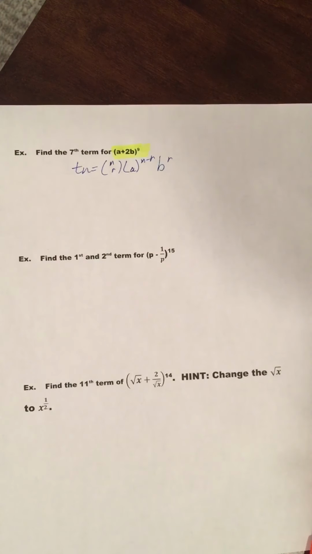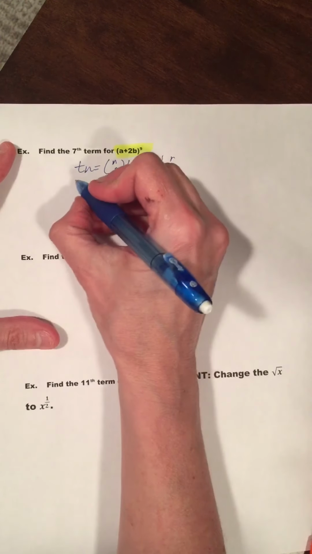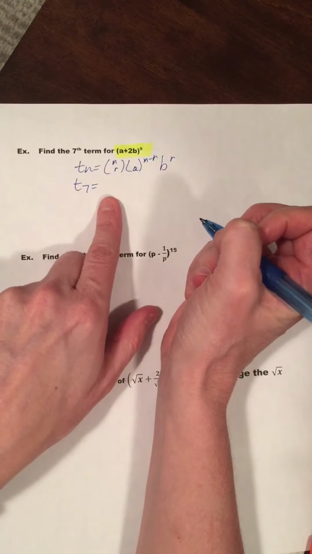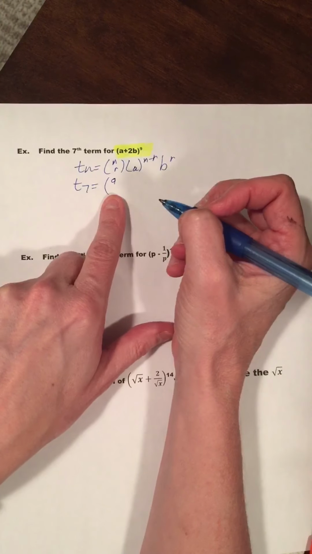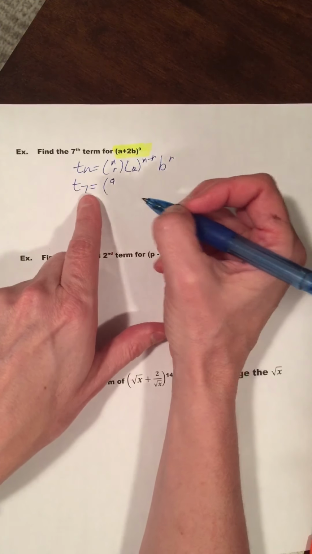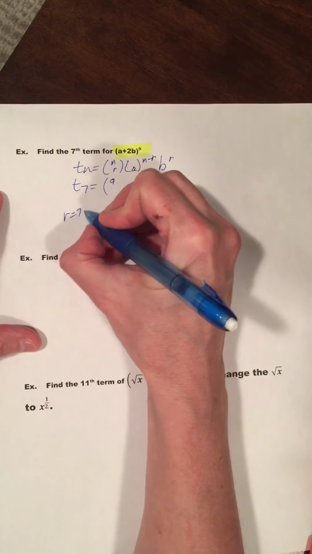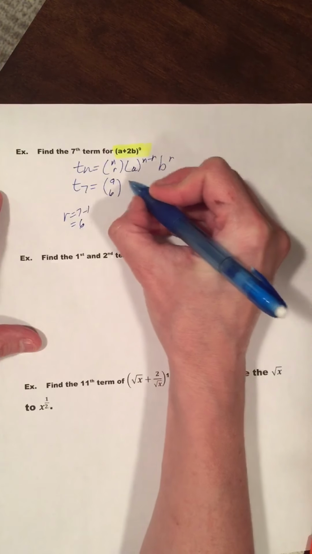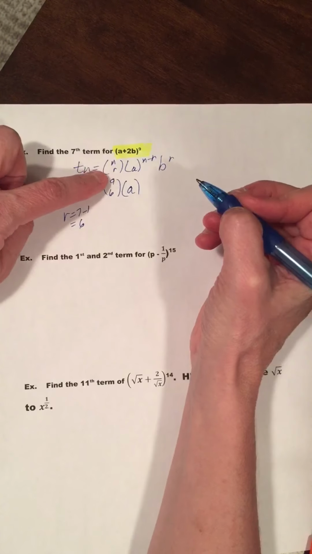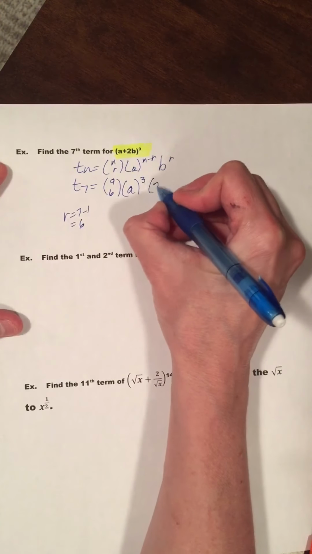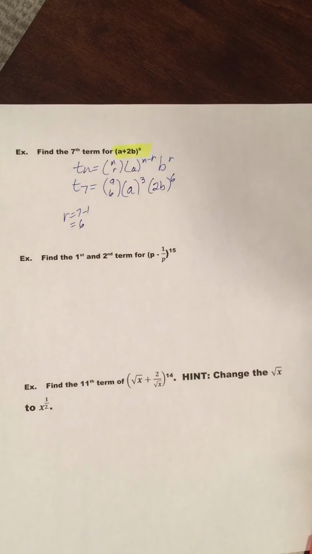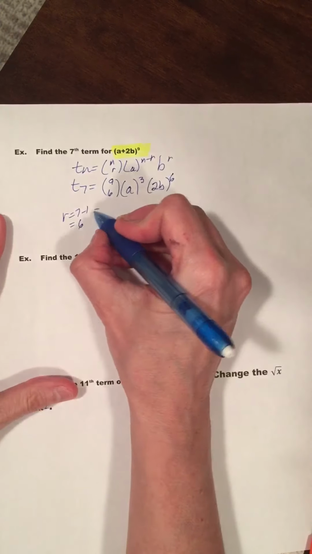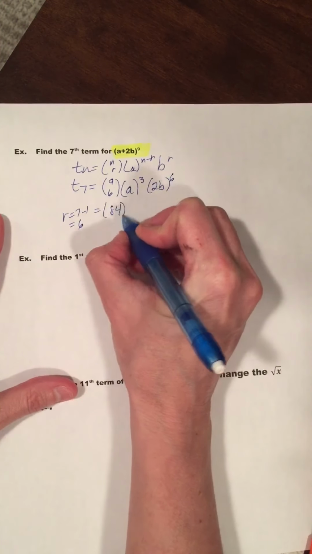Okay, so let's take a look at it. There's our formula for term number, and we're looking for the 7th term. The n represents my exponent. That's a 9. The r represents a value of 1 less than your term number. My a is my a, n minus r is 3. My b is 2b, and my r value is 6. Very, very straightforward. 9 choose 6 is 84.